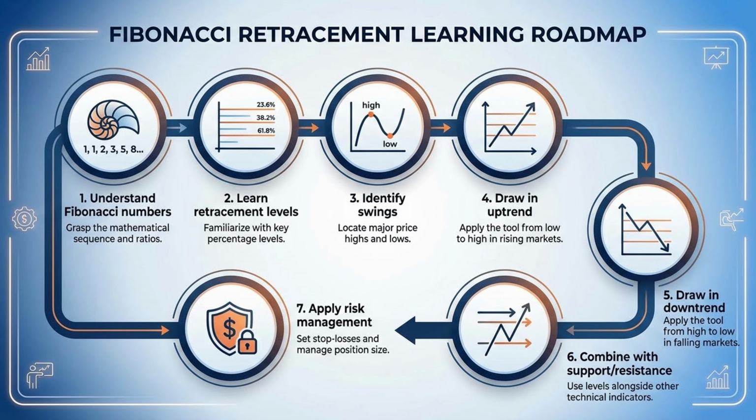The third step is identifying swing points, which involves locating major highs and major lows rather than small price movements. The fourth step is drawing Fibonacci retracement in an uptrend by connecting the swing low to the swing high. The fifth step is drawing Fibonacci in a downtrend by connecting the swing high to the swing low. The sixth step is combining Fibonacci levels with support and resistance zones or other technical tools to increase accuracy and confidence. Finally, the seventh step is applying proper risk management, which includes setting stop losses and choosing the right position size. By following these steps in order, beginners can gradually build a solid understanding of Fibonacci retracement and use it more confidently in real trading situations.